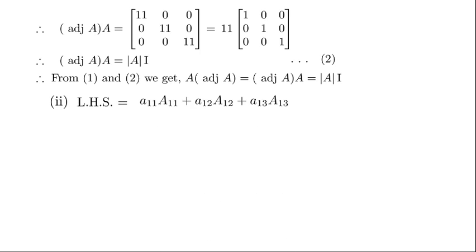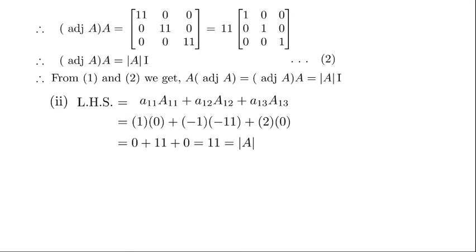In the second one, we are asked to prove that the sum of the product of the element and its corresponding cofactor is the determinant of the given matrix. So a11 into capital A11, a12 into capital A12, a13 into capital A13, and these are the corresponding values. And on simplifying this, we get 11, that's equal to determinant of A, which is nothing but its RHS.